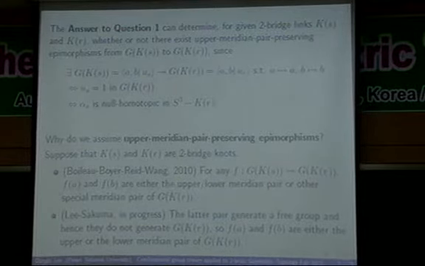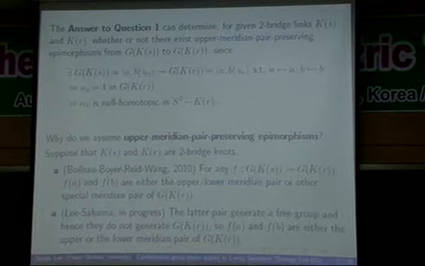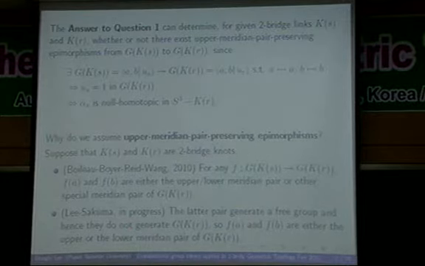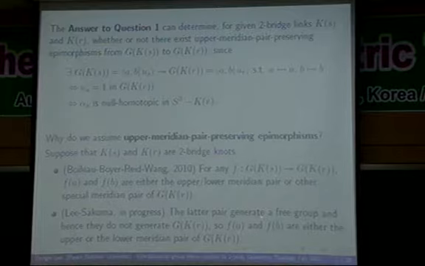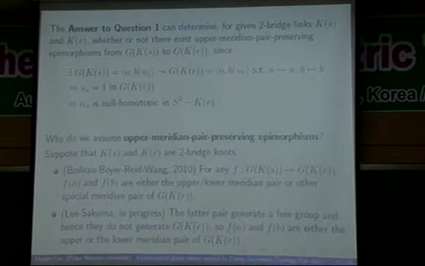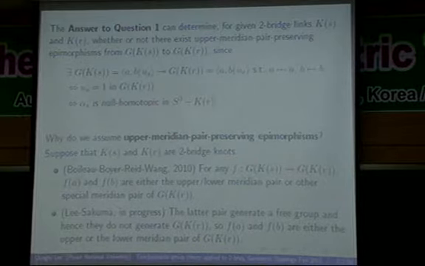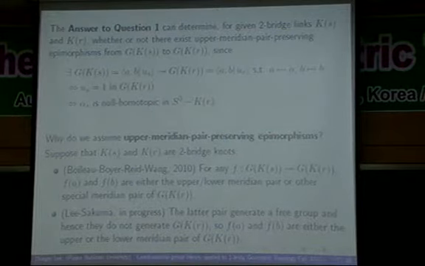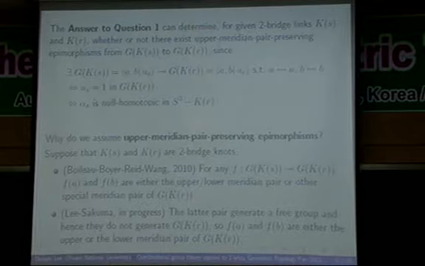Inspired by this research, Sakuma and I are in the middle of proving that this latter pair does not actually generate G(K(R)), by proving that they generate a free group. So the images of A and B are either the upper meridian pair or the lower meridian pair of K(R). This means that every epimorphism between two-bridge link groups preserves the upper meridian pair or sends the upper meridian pair to the lower meridian pair. There are only two possibilities.